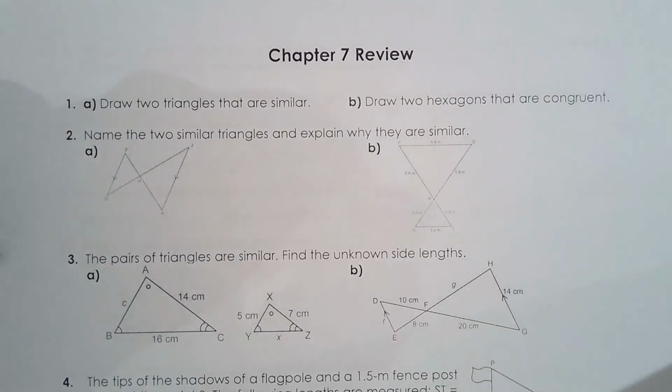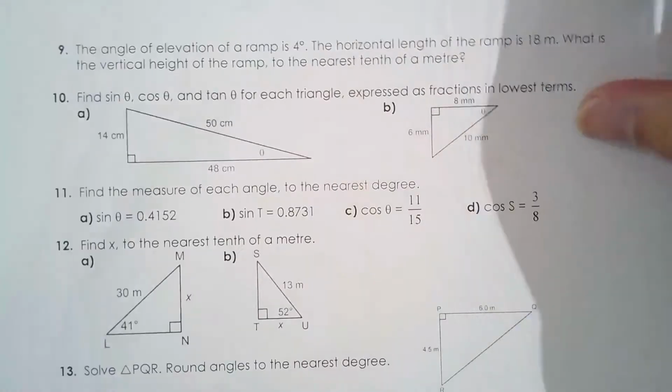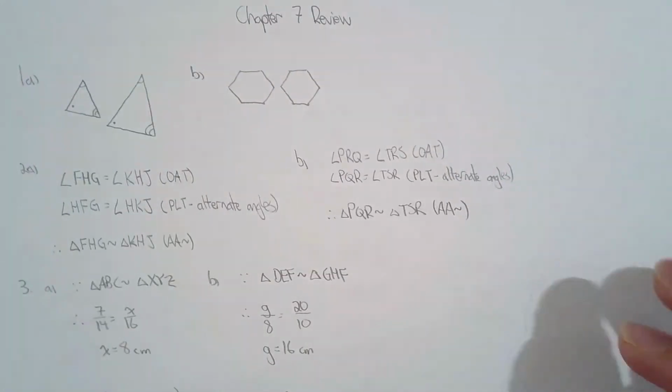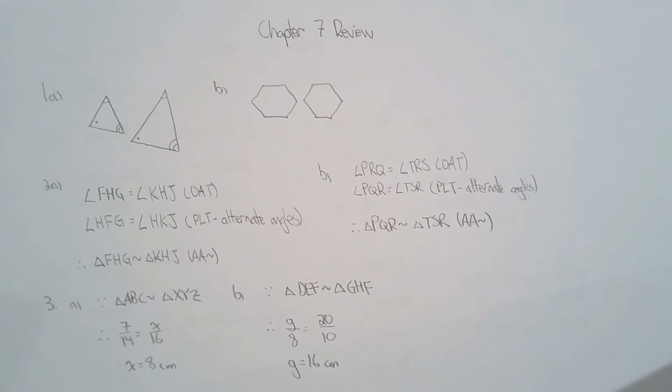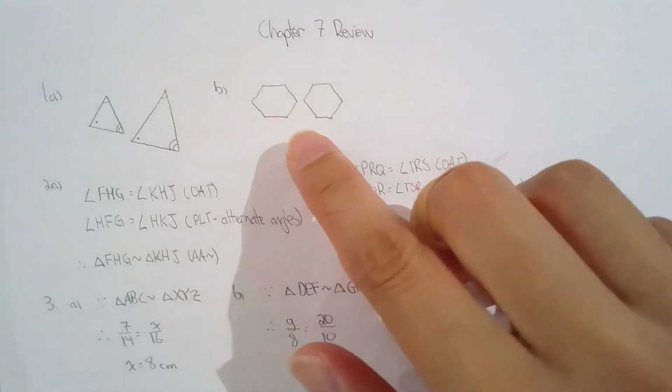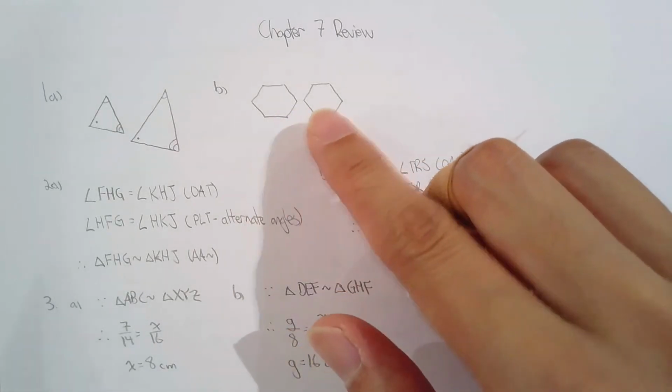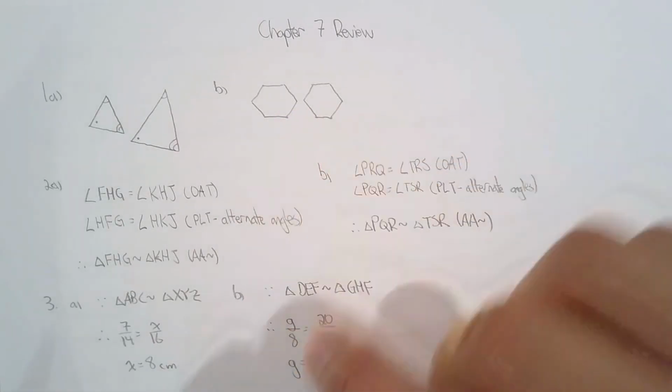In this video, we'll take up the Chapter 7 review homework sheet. So for question 1, they wanted me to draw two triangles which are similar and two hexagons which are congruent. So my two hexagons are horrible. So hopefully your hexagons look a bit better than mine.